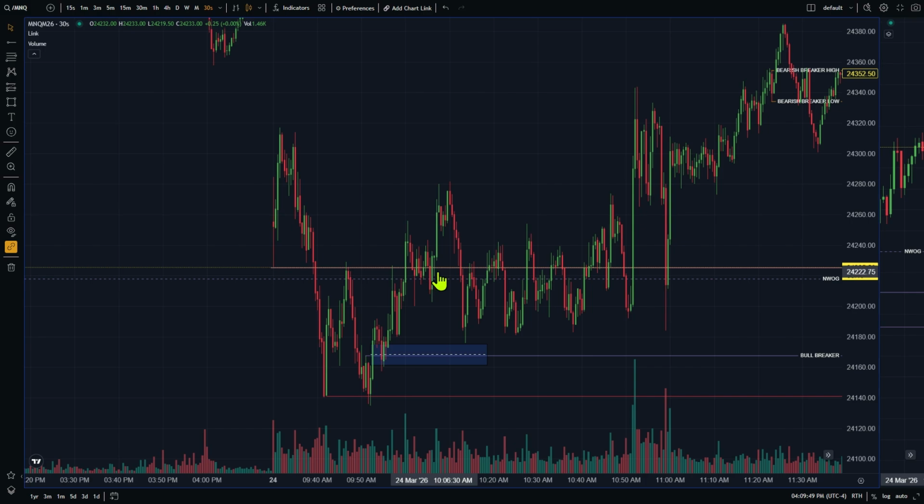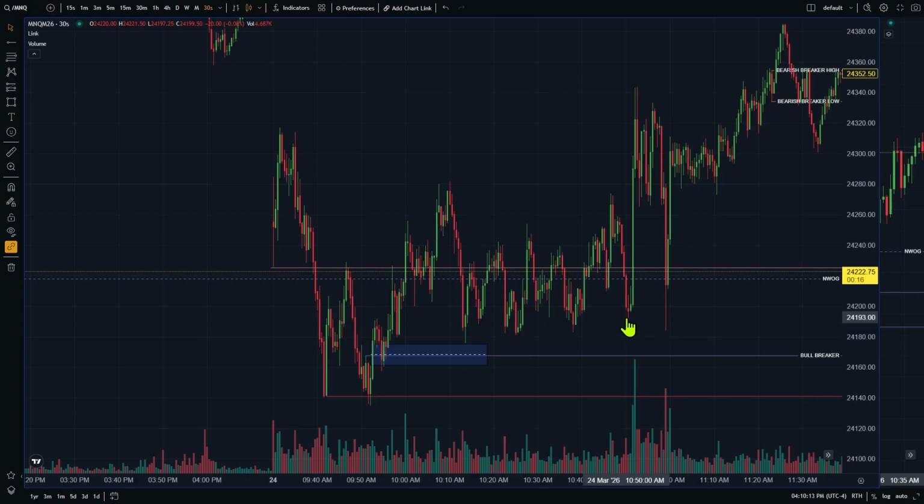So we chopped here for, it seemed like an hour. I think it was an hour. 10:02 to 10:50. Yeah, it was 1 hour. And then we put up this huge freaking candle right there. Look at that run. And we took out that high. Isn't that crazy? And then chop, chop, chop, chop, and right back down.